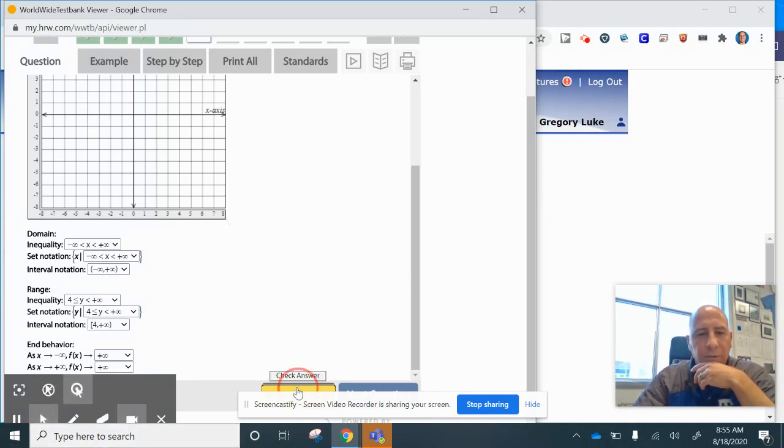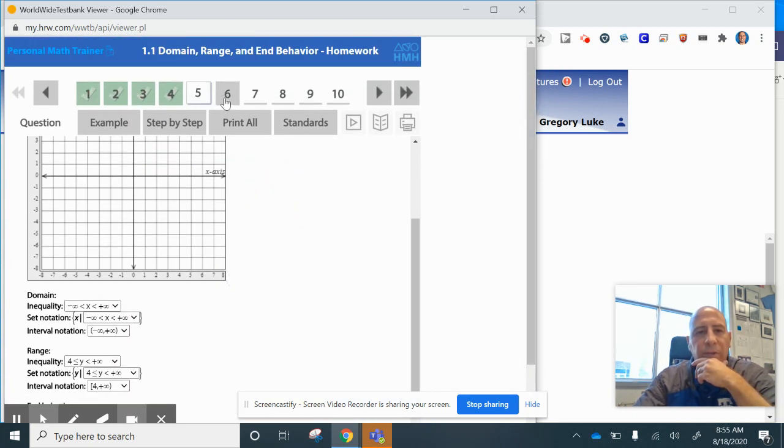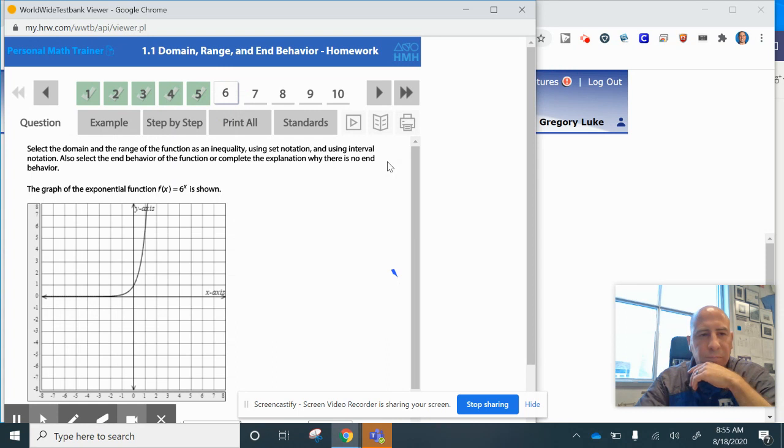And let me check the answer. Correct. All right. So now let's take a look at question number 6. Select the domain and range of the function as inequality using set notation using interval notation. Also select the end behavior of the function or complete the explanation why there's no end behavior.